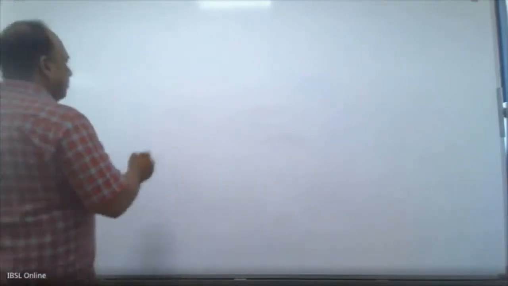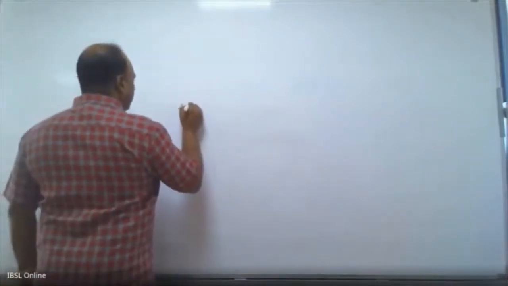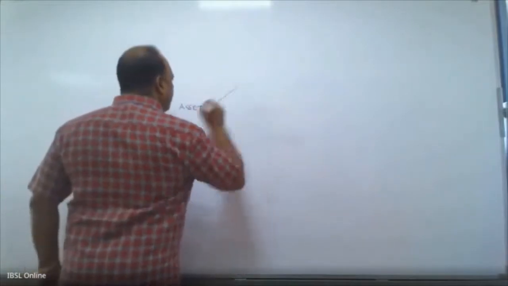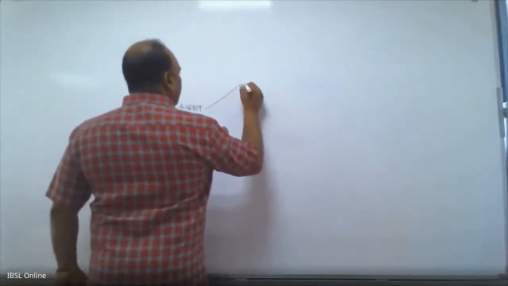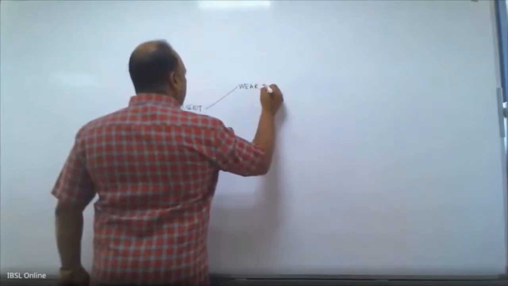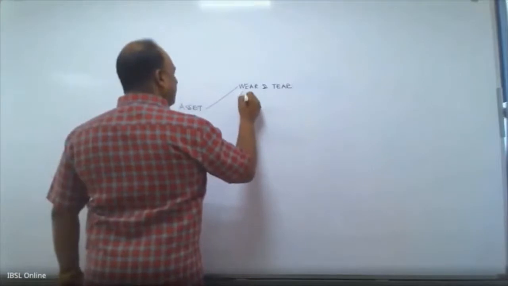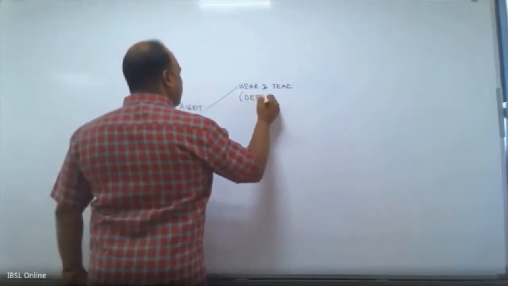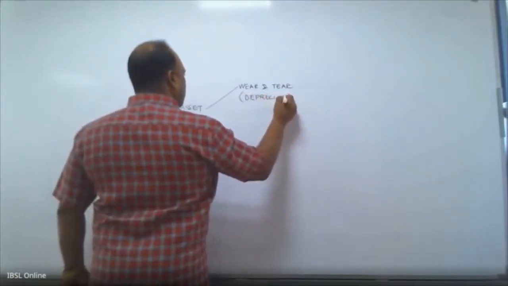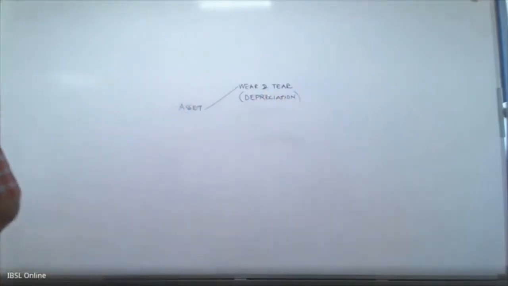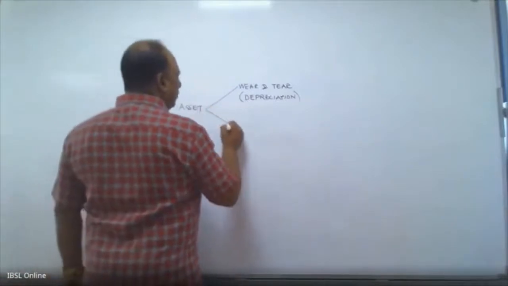Now, when you start using an asset, there is wear and tear. If it is a fixed asset, you know what is going to happen. You have the mechanism called depreciation. But more than the wear and tear, there could be a loss in value.